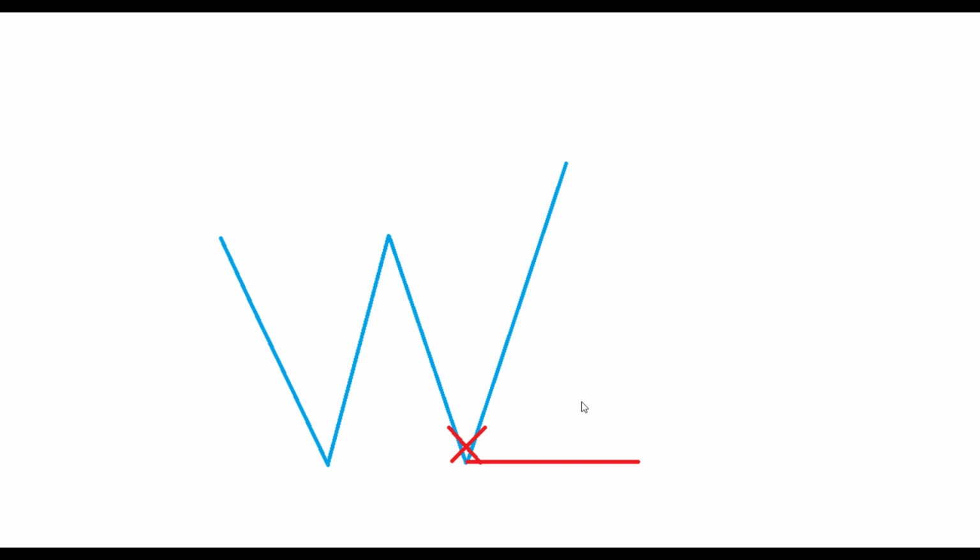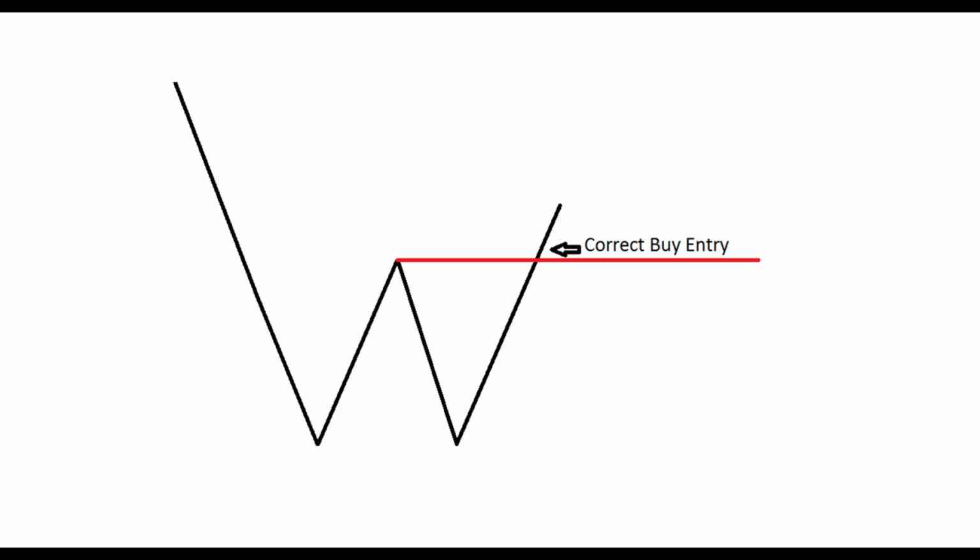All right, so the correct place to take entry on the double bottom is the highest point in the middle. I'm going to mark it up for you. The highest point in the middle of the double bottom. Whatever the highest point is in between the two similar bottoms is where you would take entry.